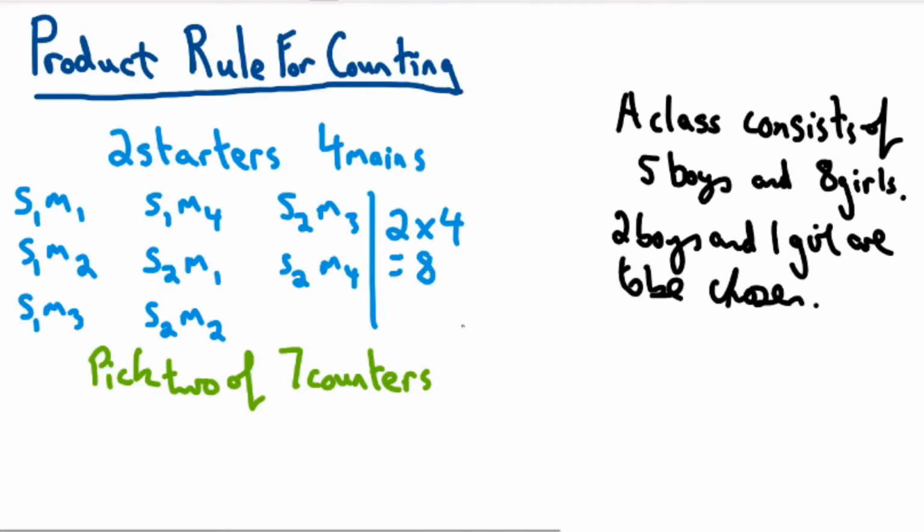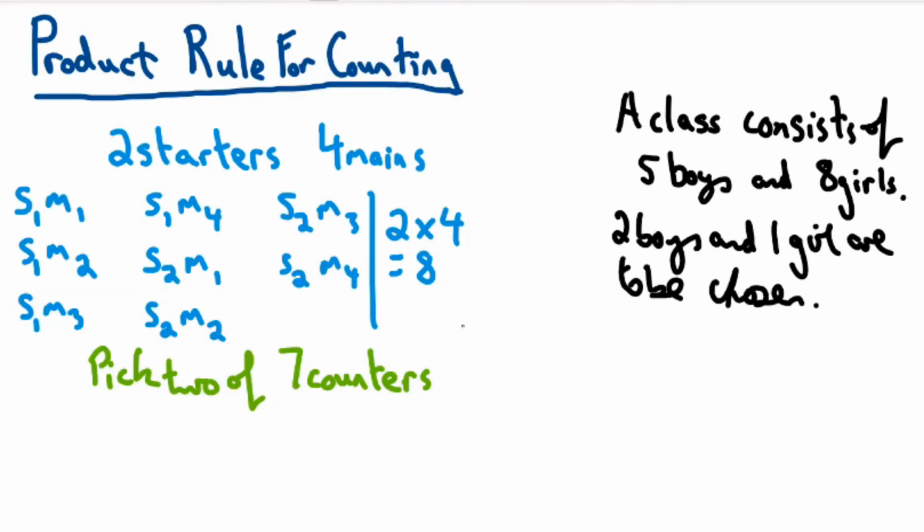If you are asked to take one thing from each category, just times by how many there are in total in that category. So if there had been 5 starters and 9 mains, that would have been 5 times 9, which would have been 45.